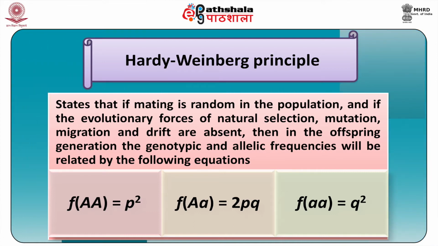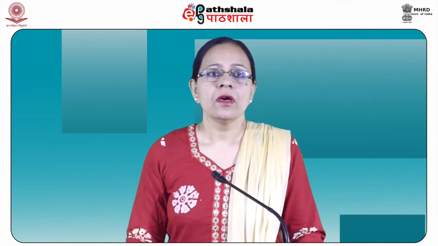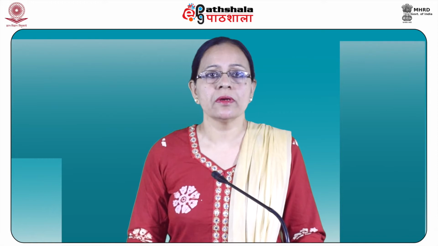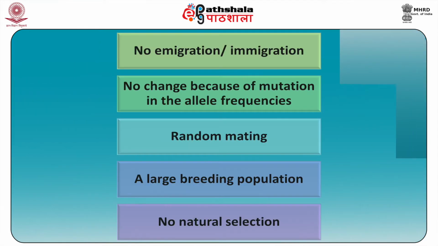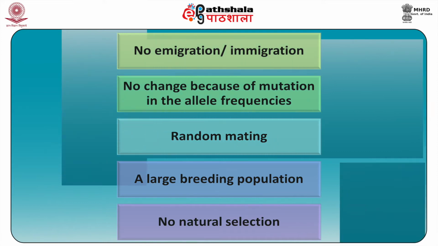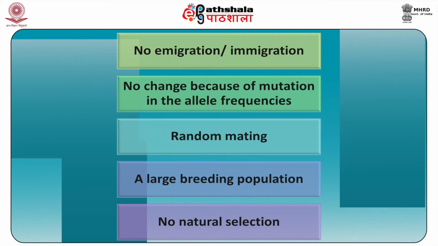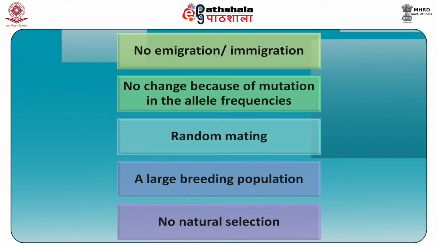The Hardy-Weinberg principle gives the relationship between the allelic and the genotypic frequencies. It states that if mating is random in the population and if the evolutionary forces of natural selection, mutation, migration and drift are absent, then in the offspring generation the genotypic and allelic frequencies will be related by the following equation: F(AA) is equal to p square, F(Aa) is equal to 2pq, and F(aa) is equal to q square. For a population to be at Hardy-Weinberg equilibrium, 5 parameters are necessary: no emigration or immigration, no change because of mutation in the allele frequencies, random mating, a large breeding population, and no natural selection.